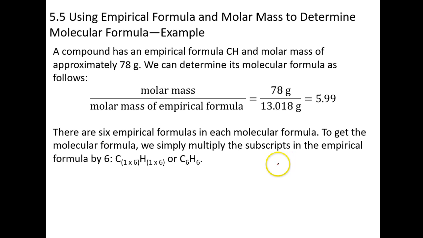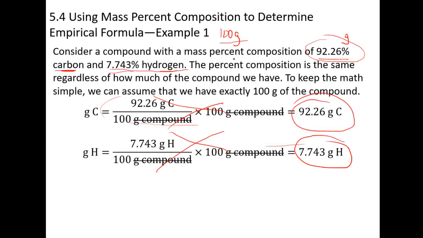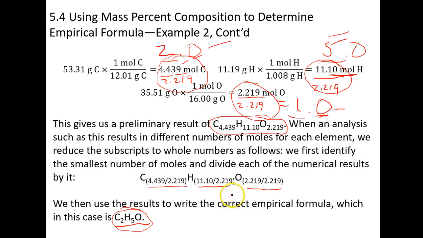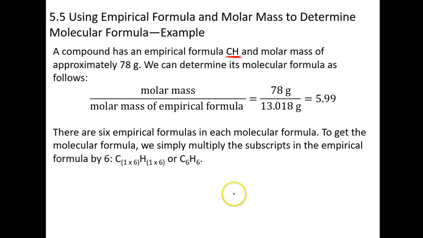So here's an example. You remember the first example we did? We found out it was C1H1. Let me go back to remind you of the problem we did. This one right here, the first problem: 92.26 grams of this, 7.743 grams of this. We came out with CH. Remember I said I don't know what these numbers are. They can be 6 to 6, or 8 to 8, or 2 to 2, or 10,000 to 10,000. So we did that problem, and that was the empirical formula. That's what we came up with, CH.